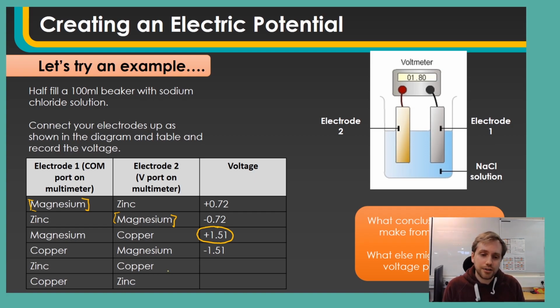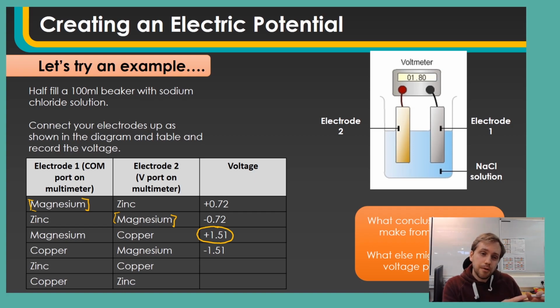For zinc on electrode 1 and copper on electrode 2, is the result going to be positive or is it going to be negative? And then think about the same thing for copper and zinc the other way round. Which one will be positive, which one negative? Pause the video, have a think.